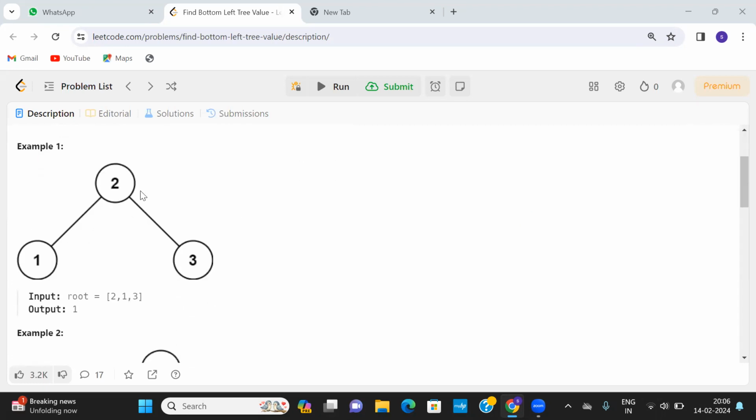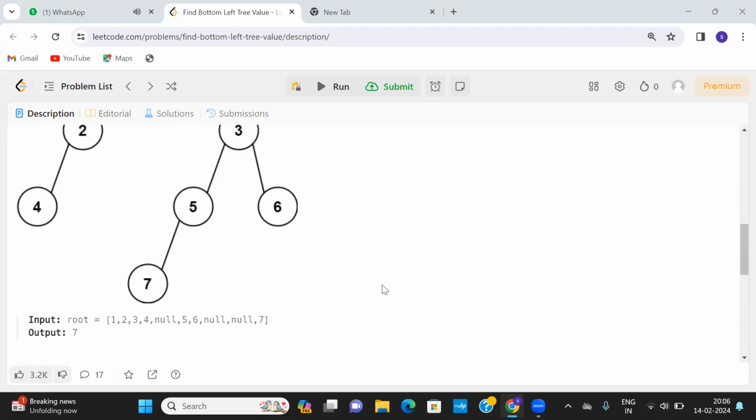In example number 1, we are given a tree with nodes as 2, 1, 3. So it consists of two levels. This is level 1, this is level 2. The last level is the level which contains nodes 1 and 3. And the leftmost node in this level is 1. So what we need to return? We need to just return 1.